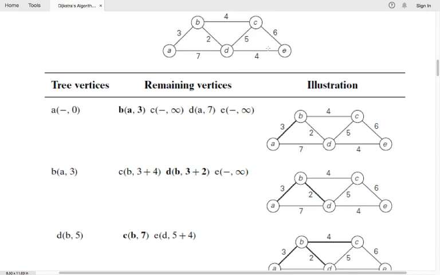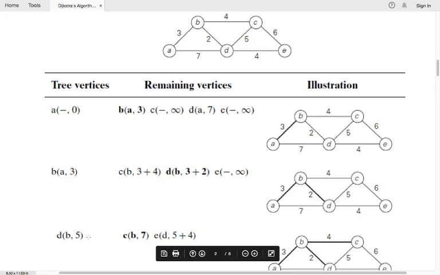E from B is not reachable, so it remains the same. Among these, 3 plus 4, which is 7, and 3 plus 2, which is 5, the least is 5. So 5 is selected and the chosen vertex is D. So the path A, B, D is selected now.